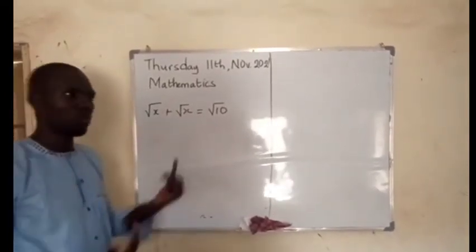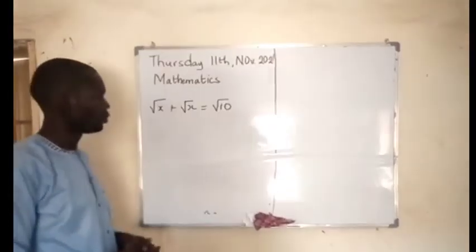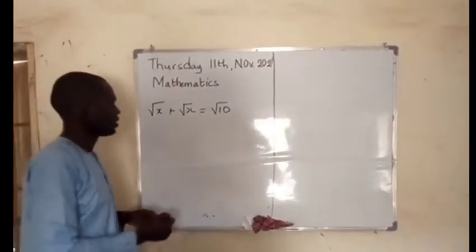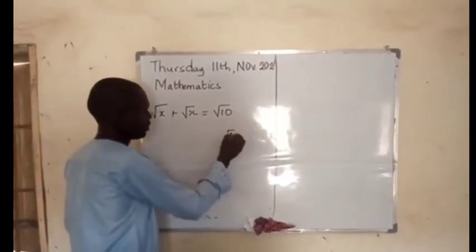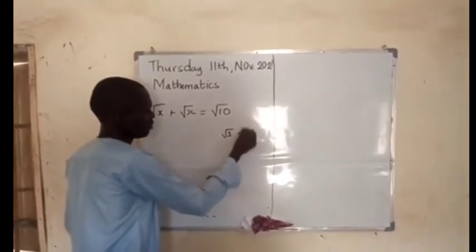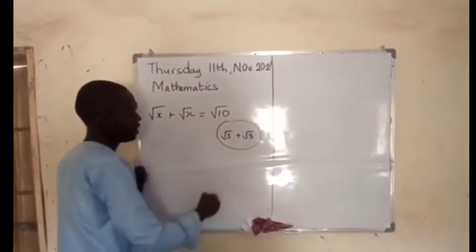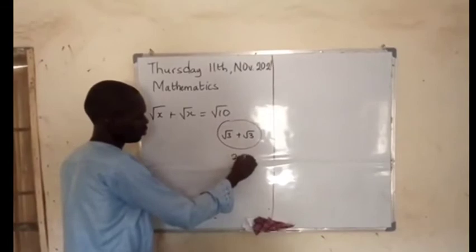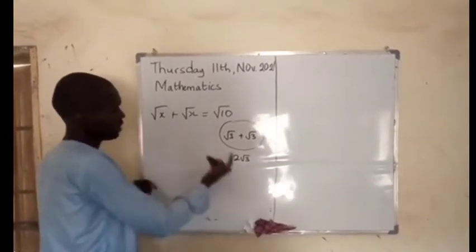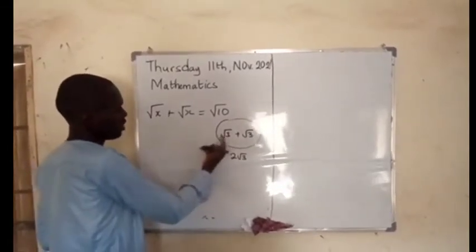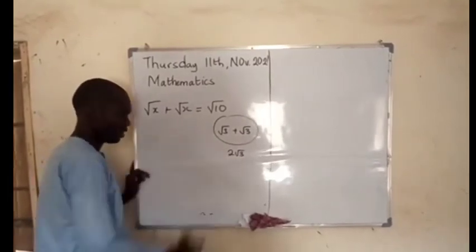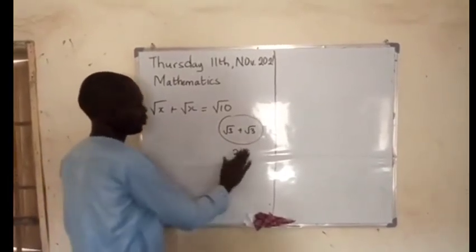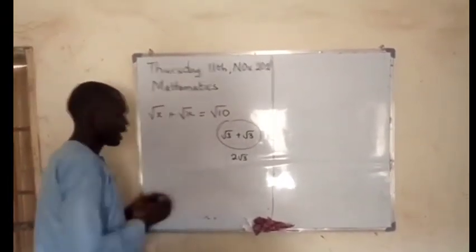Say like 1 orange plus 1 orange will give you 2 oranges. Let's say we have root 3 plus root 3. If you add these together, the answer will be 2 root 3. It is just as if you are saying 1 orange plus 1 orange gives you 2 oranges. So it is the same thing we are going to apply here.